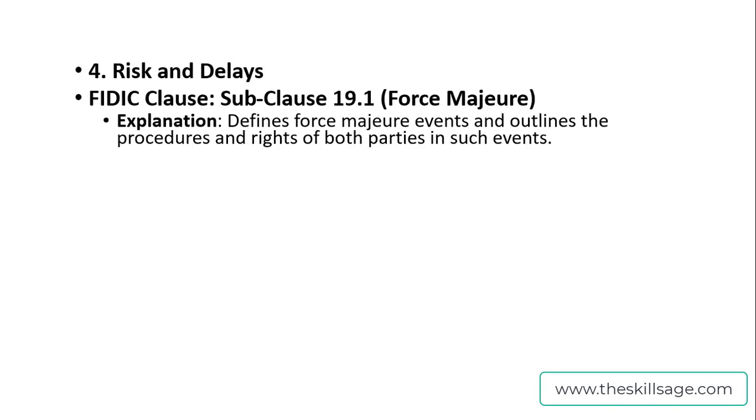a lot. So next, these are a few important things you should come across and know as a planning engineer. Clause 19.1 says that if there is an act of God, like rain or an earthquake, it defines force majeure, which is actually an act of God. It covers events and outlines the procedures and rights of both parties in such events. We are going to actually schedule our project.